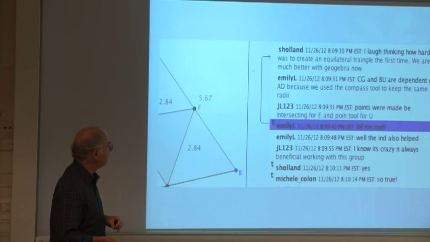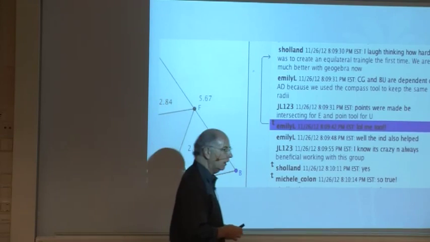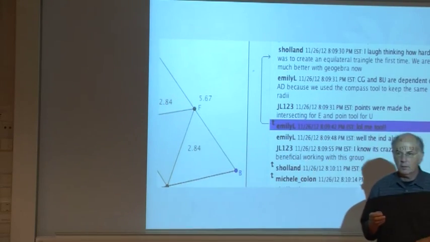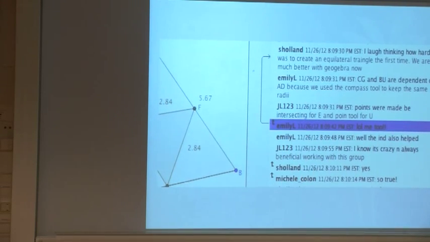I don't know if you can read this from back there, but here the group of teachers is talking about their experience. They're reflecting on this experience, and one of them says, "I laughed thinking how hard it was to create an equilateral triangle the first time. We're much better with GeoGebra now." Emily says, "CG and BU are dependent on AD because we use the compass tool to keep the same radii."